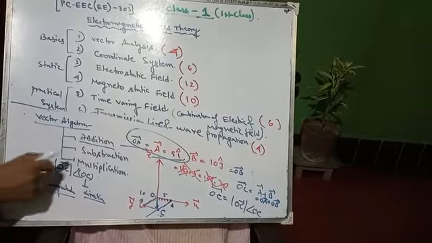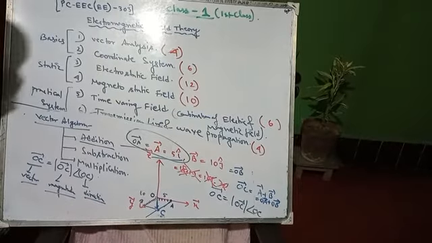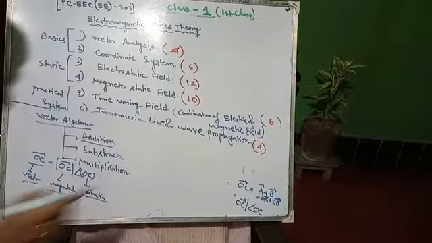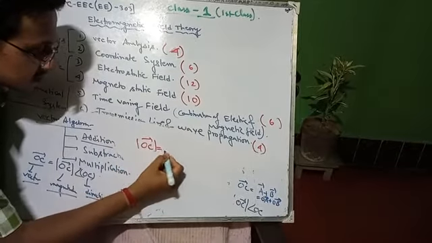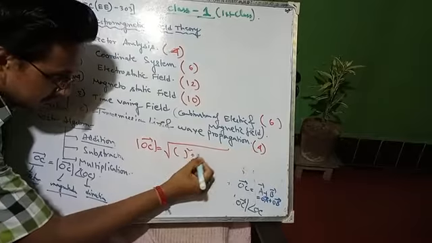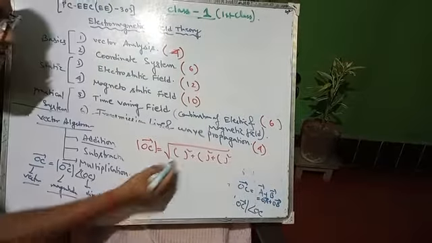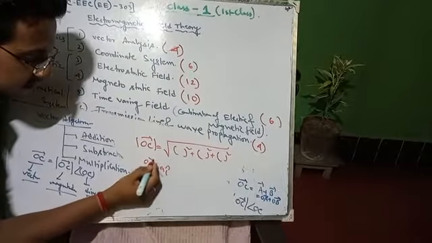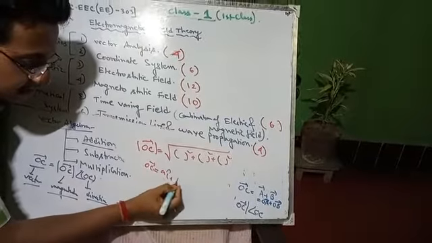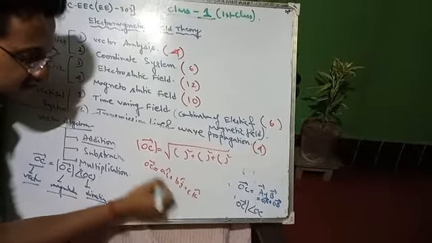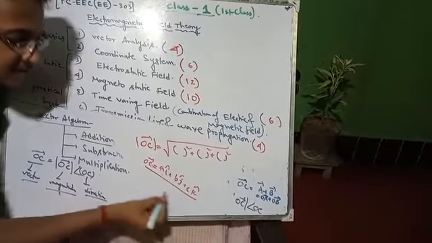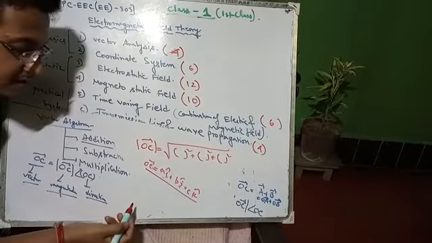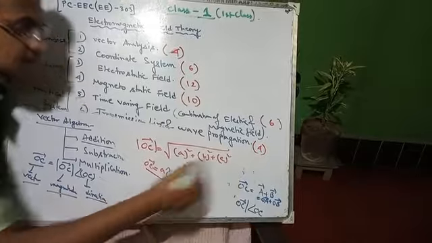What is the formula for finding the magnitude of any vector? The magnitude of the OC vector equals the root of something squared plus something squared plus something squared. Suppose we consider the OC vector equals A i cap plus B j cap plus C k cap. Then A, B, C are the distances along the x axis, y axis and z axis respectively. So you write A square plus B square plus C square.